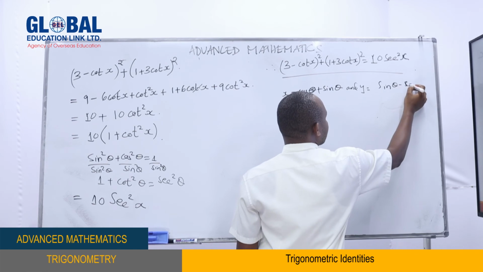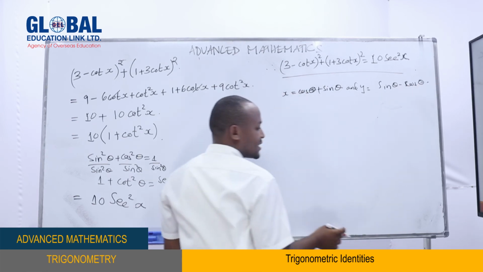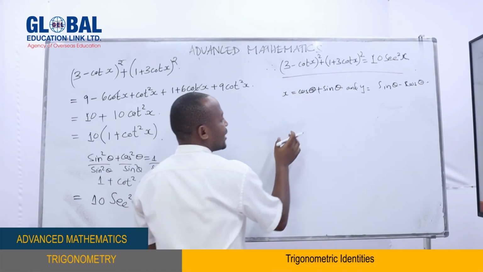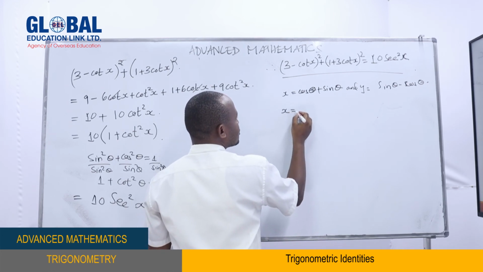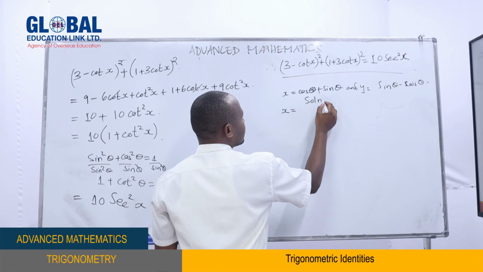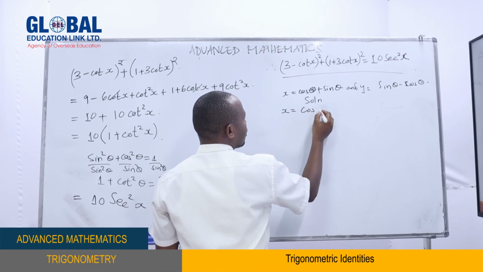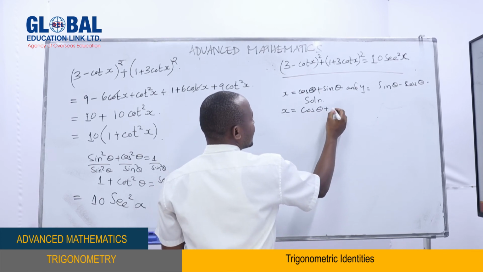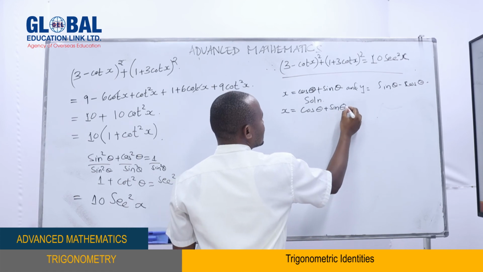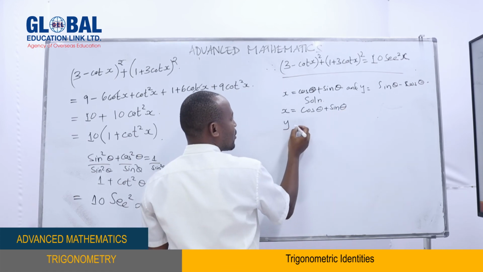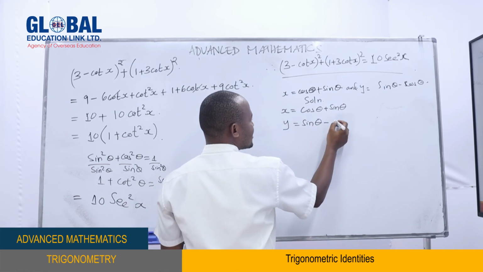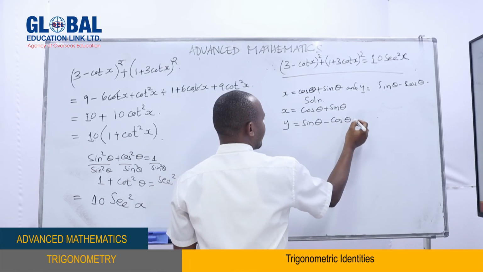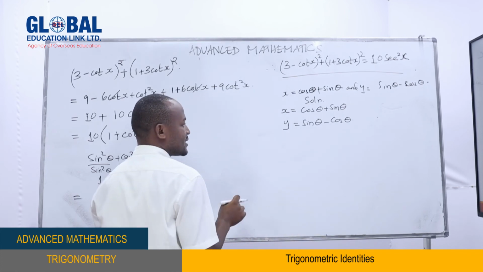Sin theta minus cos theta. That means you are supposed to remove a theta. Now let's arrange this equation in this way. We have x equals cos theta plus sin theta, y is equal to sin theta minus cos theta. So we have to remove the theta.